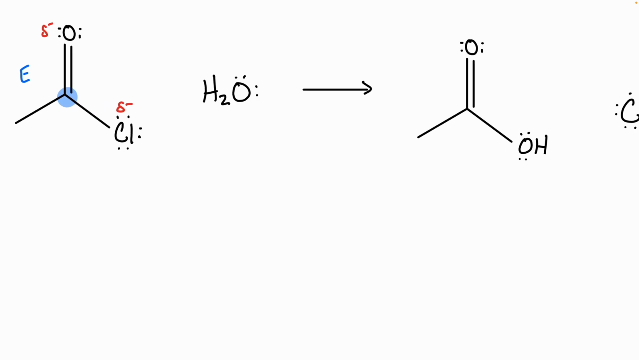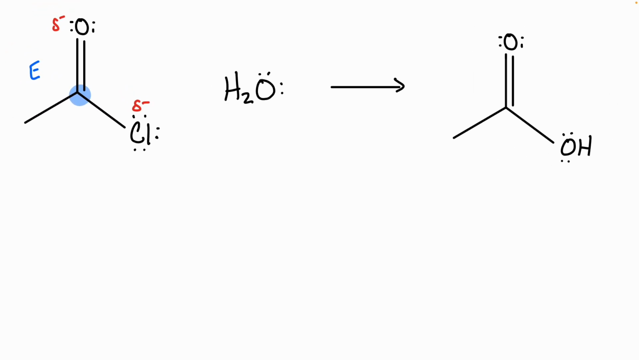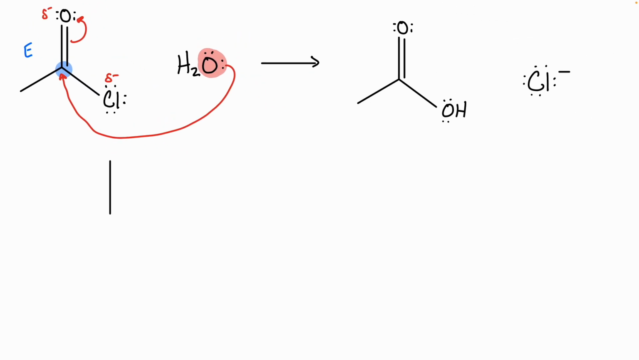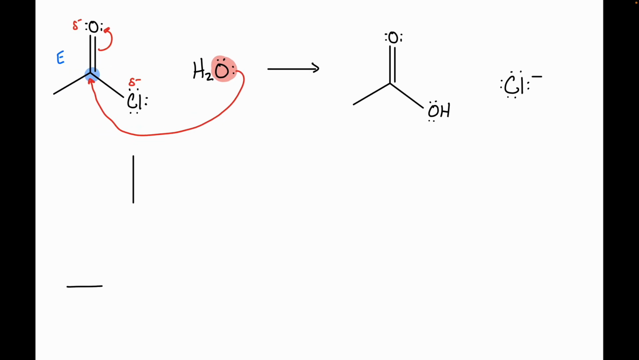All right, so what we're going to do here is our mechanism. We're going to show that nucleophile, our weak nucleophile water. That lone pair is going to attack that electrophilic carbonyl carbon. This gives us that world famous tetrahedral intermediate.